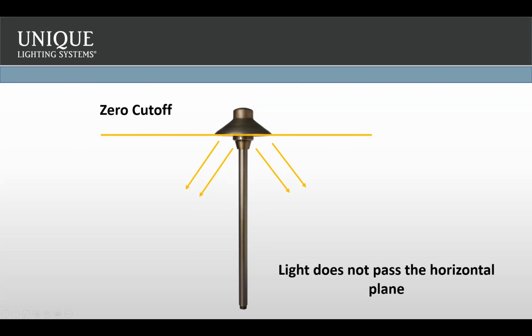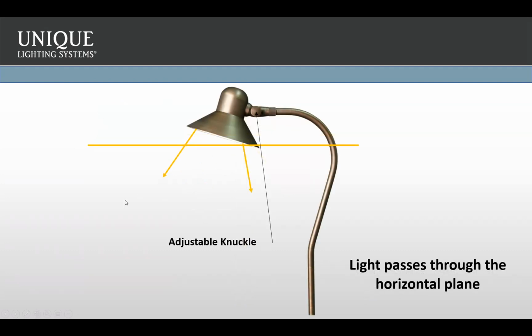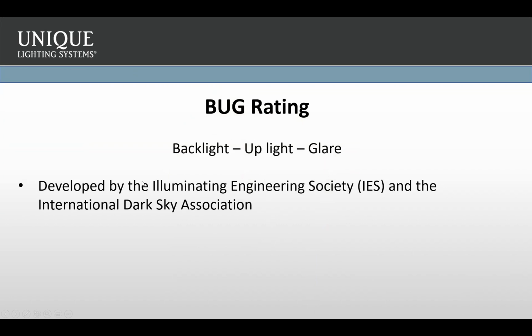So as you can kind of see, the hat here is protecting, like the shield, and shining down on the ground. A fixture like this, even at that little angle, wouldn't pass that zero cutoff layout, and especially this fixture here, because it's got an adjustable knuckle that I could even point up even more and create a bigger problem. This fixture wouldn't pass.